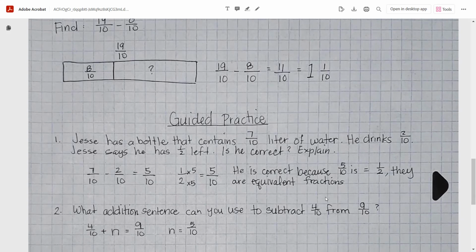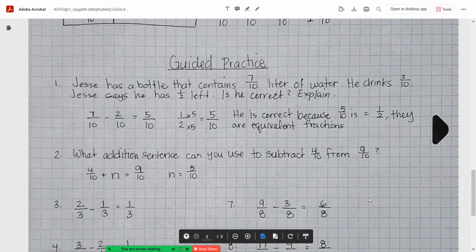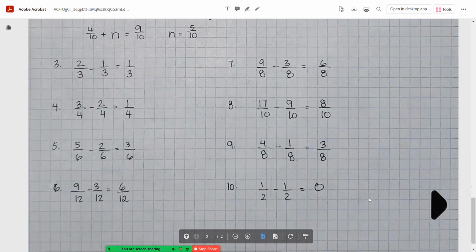So 4 parts plus how many more parts will give me 9 parts? I know 4 plus 5 equals 9. So my mystery number is 5/10, which is also again equivalent to 1/2. Now for our remaining questions, we're just going to be working these out one bit at a time. 2/3 minus 1/3. So if you have 2 pieces, you take away 1 piece, you're left with 1 piece left over. 3/4 minus 2/4 will leave you with 1/4.